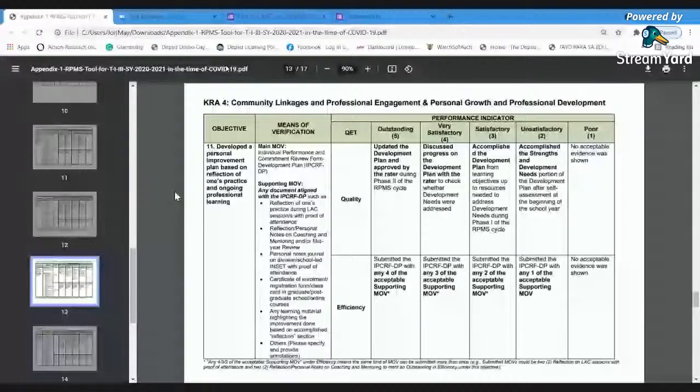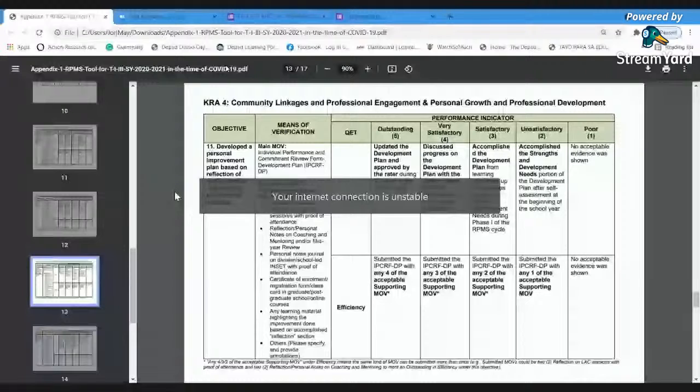MOV can be a sample. MOV could be a reflection on LAC session with proof of attendance and personal notes on coaching and mentoring to merit an outstanding. So if you have two LAC reflections, one personal notes, one certificate of enrollment, that is efficiency.